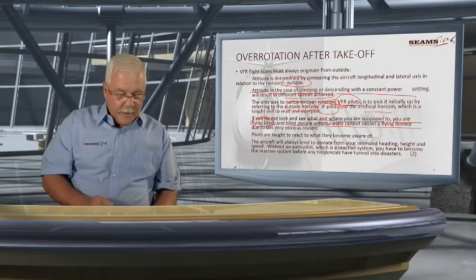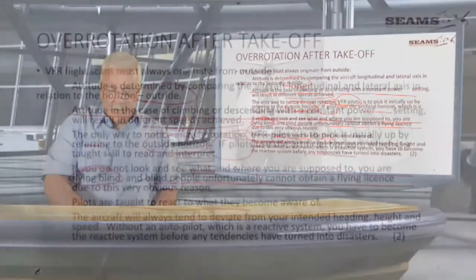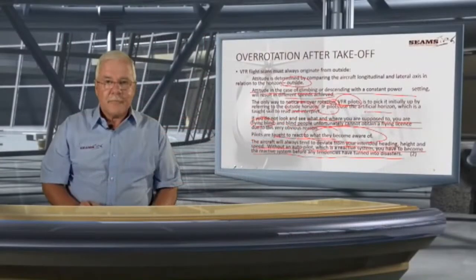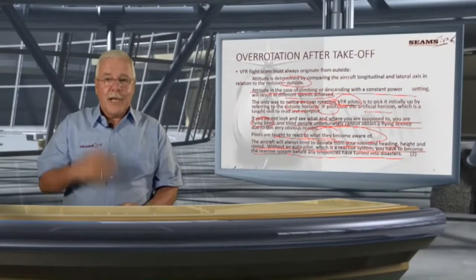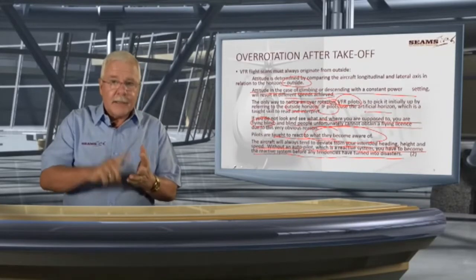Okay. Pilots are taught to react to what they become aware of. So if you do not become aware of it, there cannot be any reaction. It must make sense. The aircraft will always tend to deviate from the intended heading, height, and speed. Without autopilot, which is the reaction assist, you have to become the reaction assistant before any tendencies turn into disaster. Flying is reactive. The aircraft will always try to deviate from the norms. What are the norms? Heading, height, speed.